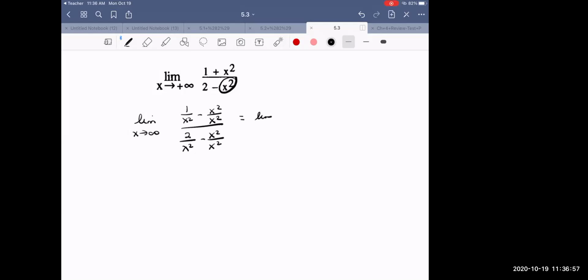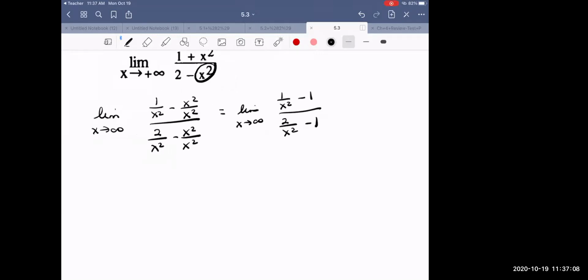So this equals the limit. You notice the limit notation is not going away. It needs to be there, of 1 over x squared minus 1 over 2 over x squared minus 1, right? At this point, I can't simplify it anymore, so we're going to plug infinity in. If I plug infinity in, that means I'm taking the limit, so the limit notation goes away. So what we have is 1 divided by infinity minus 1 over 2 divided by infinity. Infinity squared is infinity, right? So minus 1.